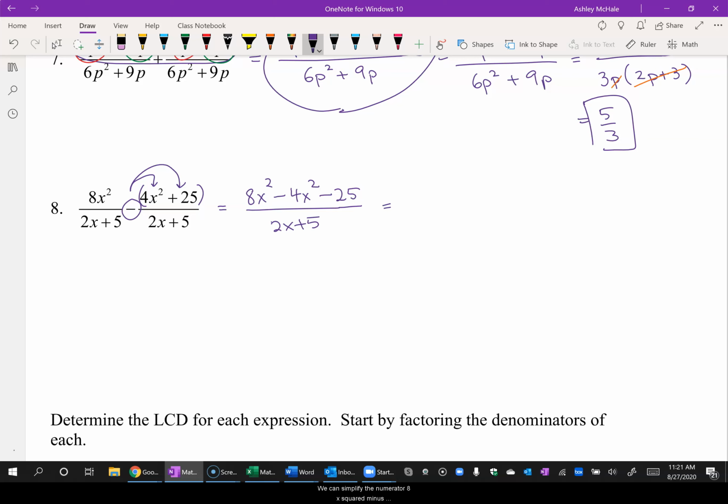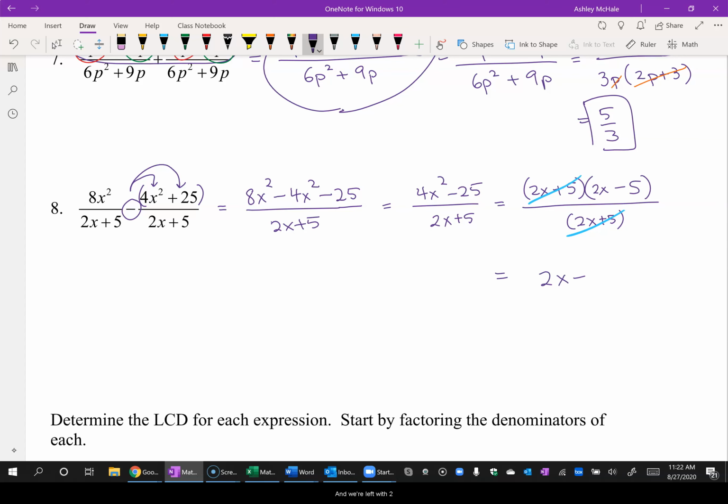And then we can simplify the numerator. 8x squared minus 4x squared will give us 4x squared. And the next step is to factor if we can. And that numerator is a difference of squares. 2x squared gives us 4x squared. And 5 squared is 25. And we have a sum and a difference. I'm going to copy my denominator over, and we can see 2x plus 5s are the same. We can cancel them, and we're left with 2x minus 5 as our answer.